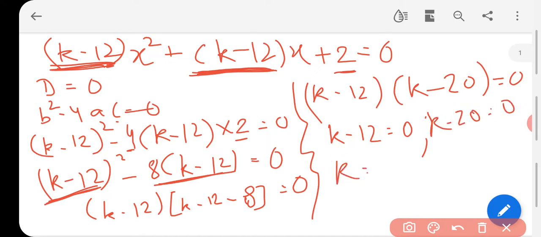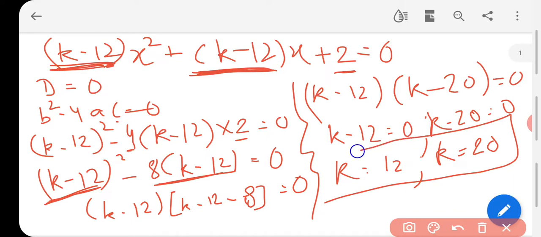So k is equal to 12 and k is equal to 20. So two possible values we have for k, 12 and 20. I hope this is clear to all of you. That type of question will come in the exam. Okay, let us do one another question so that the concept will become more clear to all of you.